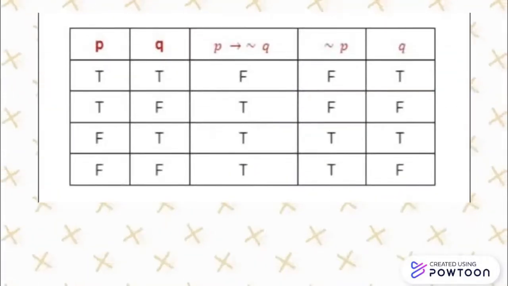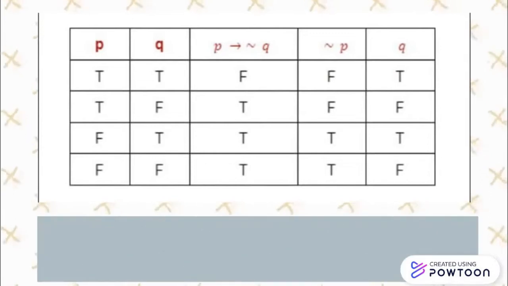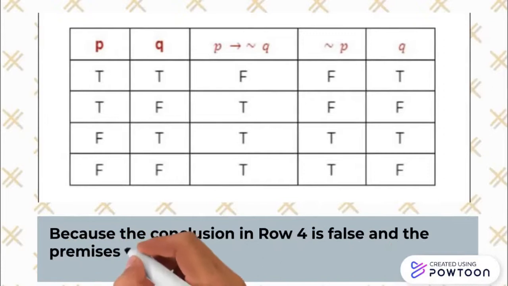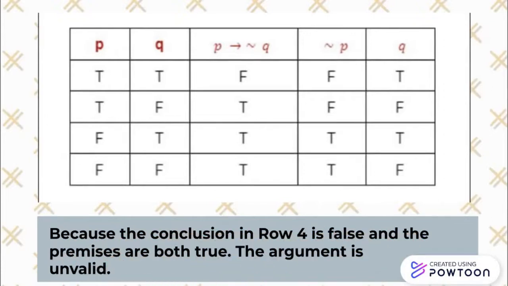So the truth table shows that our argument is invalid, because in row 4 the premises are both true, but the conclusion is false, so it is invalid.